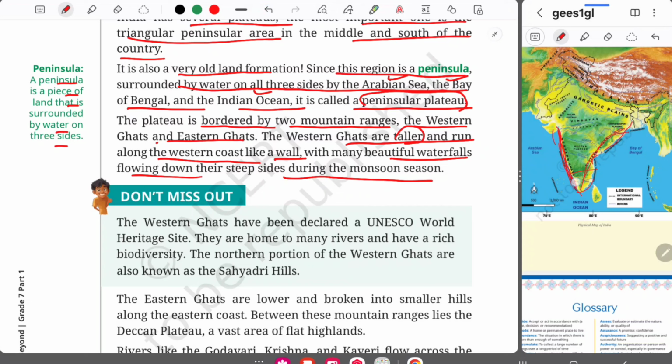And on this west side, in the coastal area, before this Arabian Sea, along the west line, it is massive, standing just like a wall, bordering it, with many beautiful waterfalls. We have so many beautiful waterfalls, especially here in Kerala. We have many beautiful waterfalls in Munnar, isn't it? So flowing down their steep sides during the monsoon season, that is during the rainy season, you can see so many beautiful waters flowing down from their steep sides.